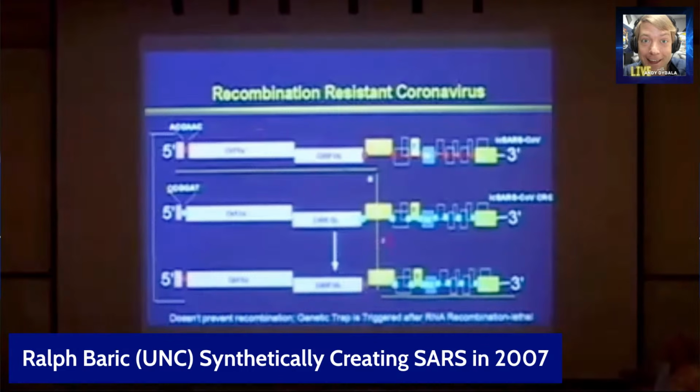The idea is if a recombination event occurs, you end up with viruses with scrambled regulatory elements. So the red box elements can't communicate with the blue box elements, and the virus dies. So it's a genetic trap, and it's triggered after recombination repair.